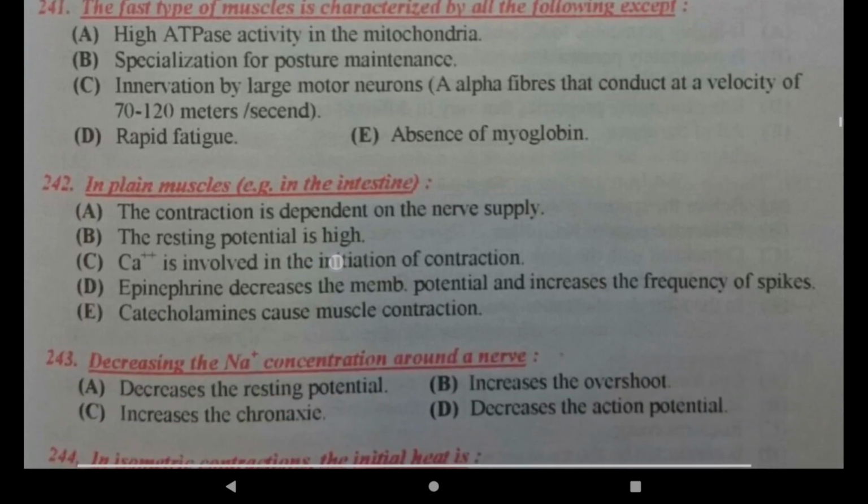Okay, we can go ahead to look at 242. In smooth muscles, like in the intestines, that is the gastrointestinal tract: A, contraction is dependent on nerve supply. B, resting potential is high. C, calcium is involved in initiation of the contraction. D, epinephrine decreases the membrane potential and increases the frequency of the spikes. E, catecholamines cause muscle contraction. We are looking out for the correct statement.